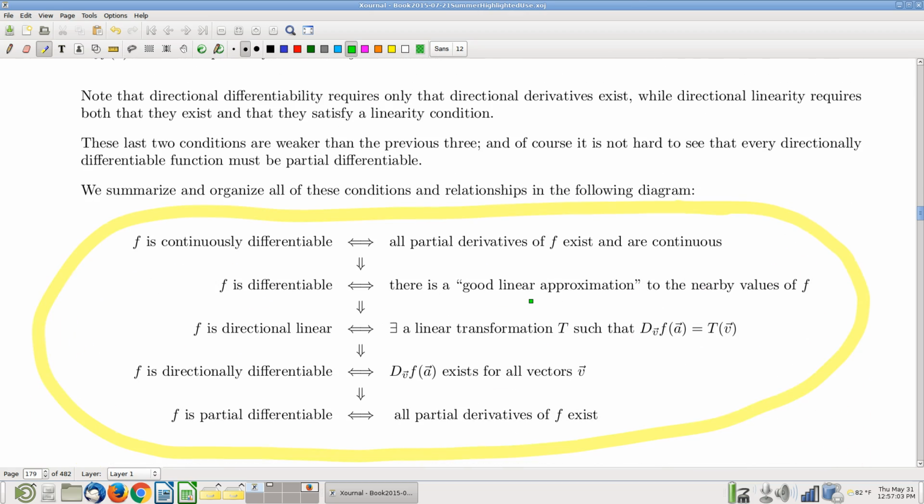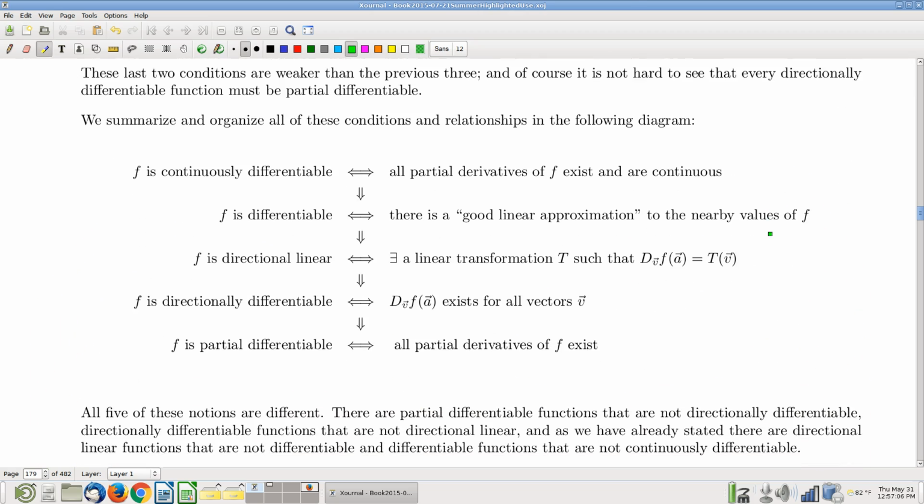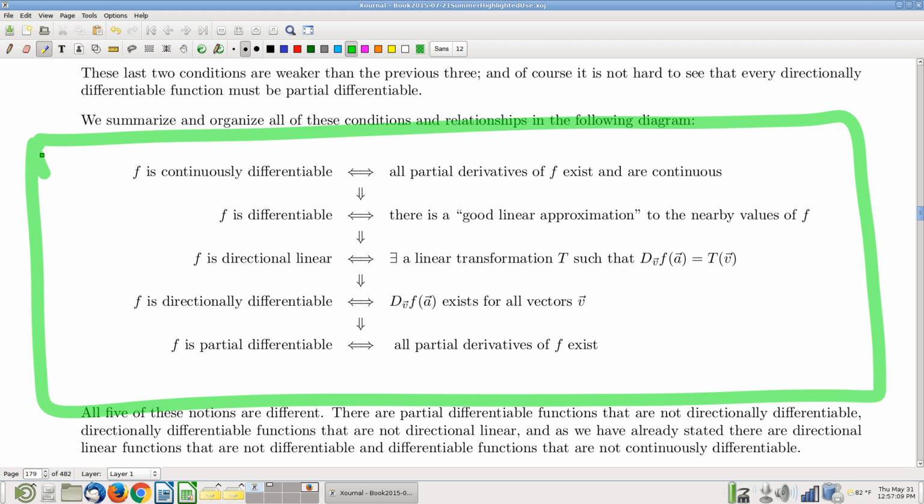Okay, so let me put all these ideas together here. I'm going to skip down to this little diagram, chart, whatever you want to call this, on the next page. This is what I like to call a hierarchy of regularity conditions. So we've talked about several of these already. We just got through talking about this fact, that there is this idea of continuously differentiable, and every function that's continuously differentiable is differentiable. A few minutes ago, we talked about this fact. Both of these terms, differentiability and directional linearity, are talking about: is there a linear transformation that does a good job of approximating the function?